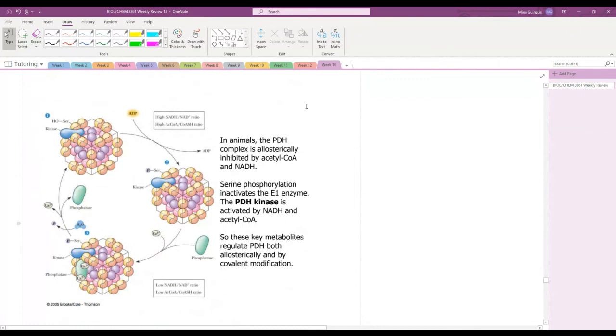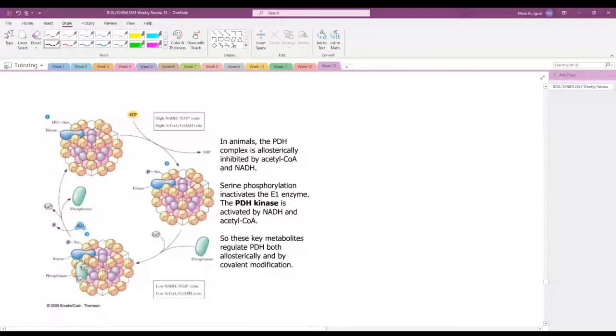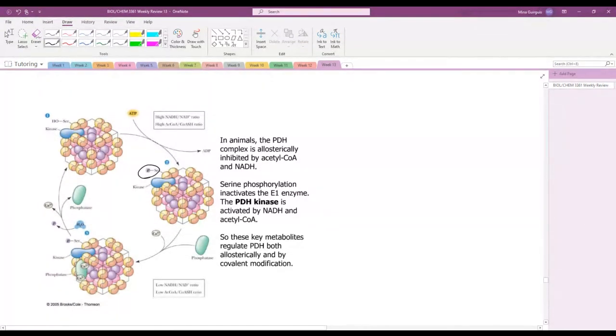All right, so once again, we are returning to pyruvate dehydrogenase. We very briefly talked about the idea that it's inhibited by acetyl CoA and NADH, but there's a little bit more depth in that. And specifically, we're going to talk about serine phosphorylation. So the E1 enzyme from the PDH complex, the one that involves thiamine pyrophosphate. When you phosphorylate this serine on that enzyme, it inactivates the E1 enzyme, and thus it pauses everything, okay? As a result, pyruvate dehydrogenase kinase is activated by NADH and acetyl CoA. So PDH kinase is what's going to phosphorylate here. That makes sense. And these are how we regulate PDH allosterically and covalently.